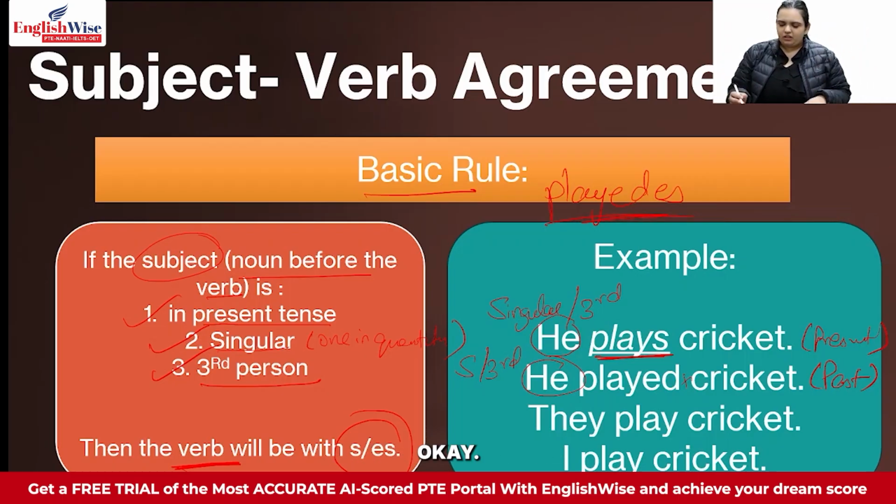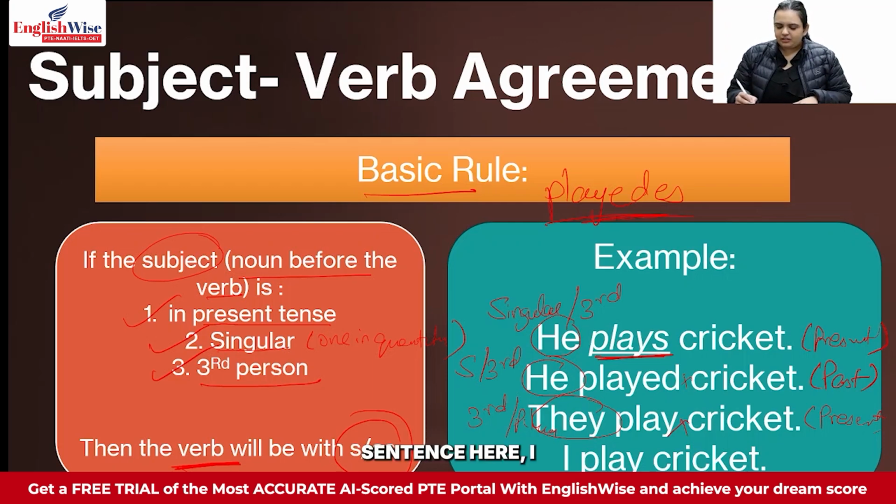That's it. Okay. Then moving on, you have they play cricket. Again over here, they is third person. Sentence is in present tense. But they is plural. It is not singular. Okay, so you will again not put an S with the verb. Okay, you will not say they plays cricket, it will be they play cricket.